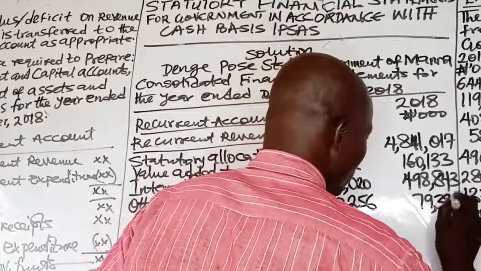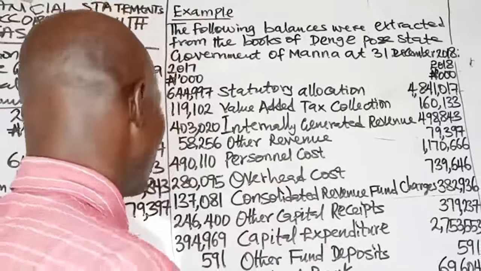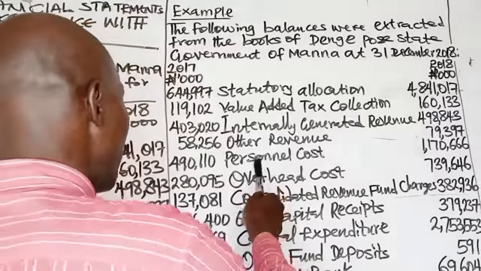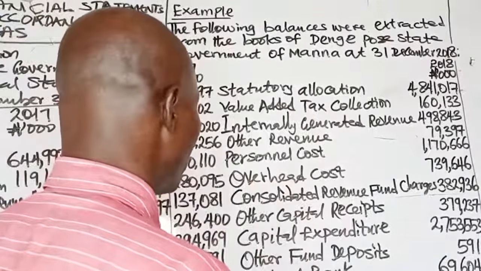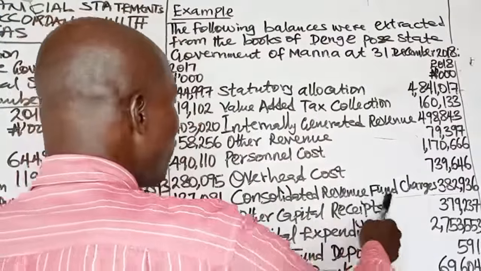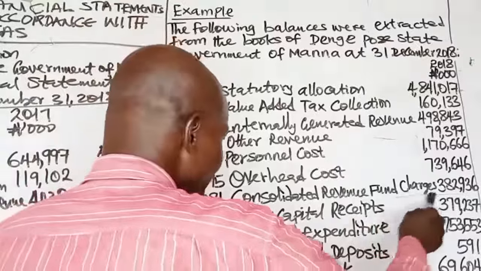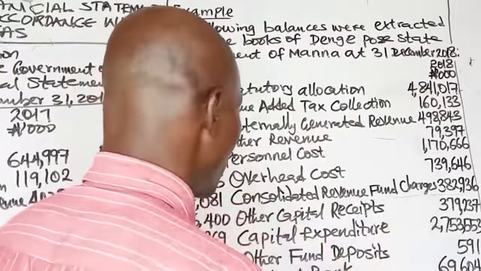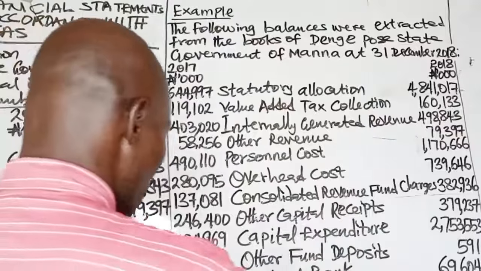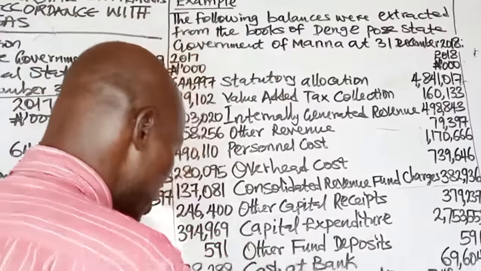Back to the question. So we have personnel cost. This is the charges. It's a recurrent expenditure. Overhead cost is also a recurrent expenditure. Consolidated revenue funds charges. Because of the word charges there, it's not a revenue. It's a cost. It's a recurrent expenditure. This is the capital receipts. This is the capital expenditure. Others are assets and liabilities.